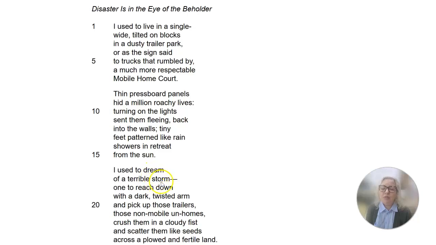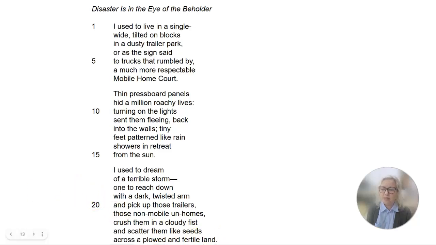I used to dream of a terrible storm, one to reach down with a dark, twisted arm and pick up those trailers, those non-mobile unhomes, crush them in a cloudy fist and scatter them like seeds across a plowed and fertile land.